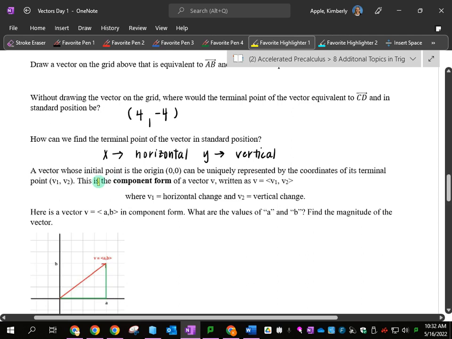And so here's your big vocabulary word. A vector whose initial point is the origin can be represented by the coordinates of its terminal point. This is called the component form, and we write it in these sharp parentheses, where essentially it's x and y of the terminal point in the standard position. Basically, this is the horizontal change, and this is the vertical change from initial to terminal.